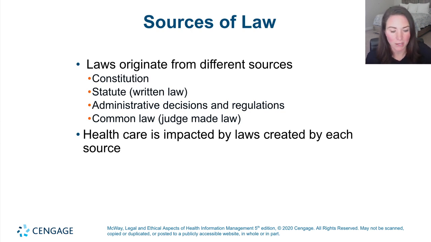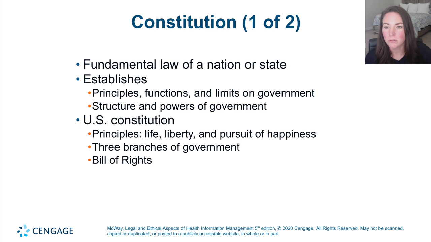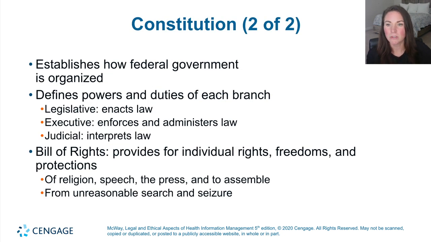Okay, so the first source of law is constitutions, which is the fundamental law of a nation or a state that is usually written, but it doesn't have to be. And this establishes those basic principles the nation or state must follow. The most well-known being, of course, the United States Constitution. It also establishes the three branches of government. So we have the legislative, executive, and judicial. And we will talk about each of those in a minute.